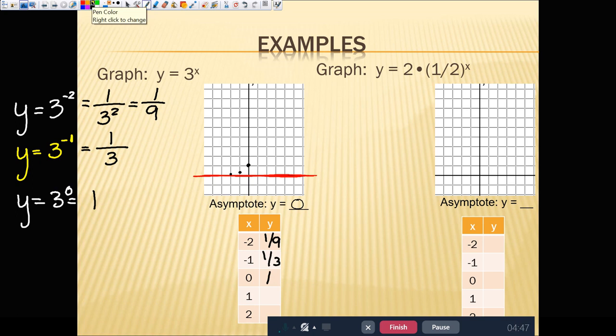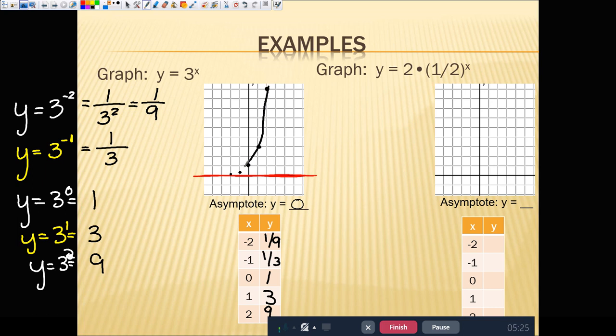Now we're going to substitute 1 in for x. So 3 to the 1st power is just 3. So at 1, we're at 3. And then we're going to substitute 2 in for x. So 3 squared is 9. Then we're going to draw our curve. Our graph is going to constantly approach this line but never cross it. And then it's going to go up forever. It's going to get closer and closer and closer to 0, but it never will reach 0.